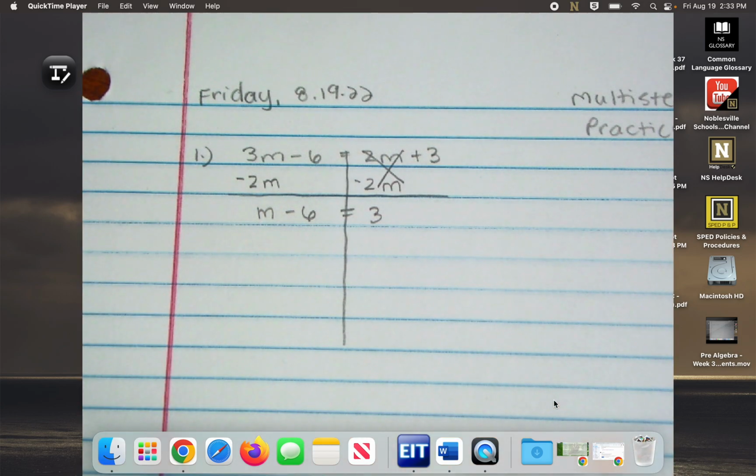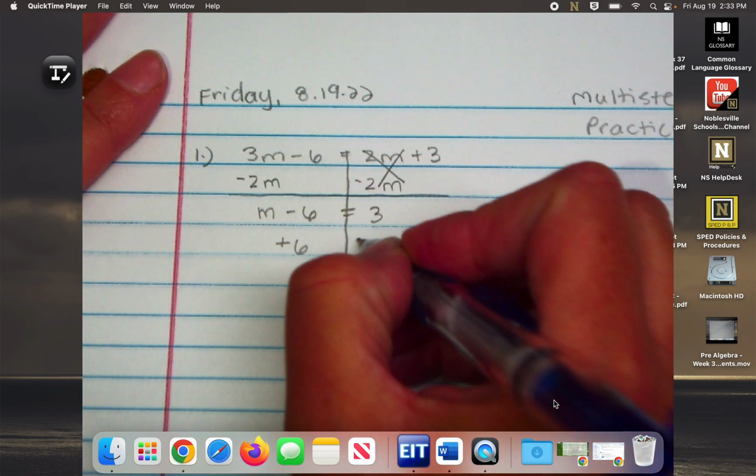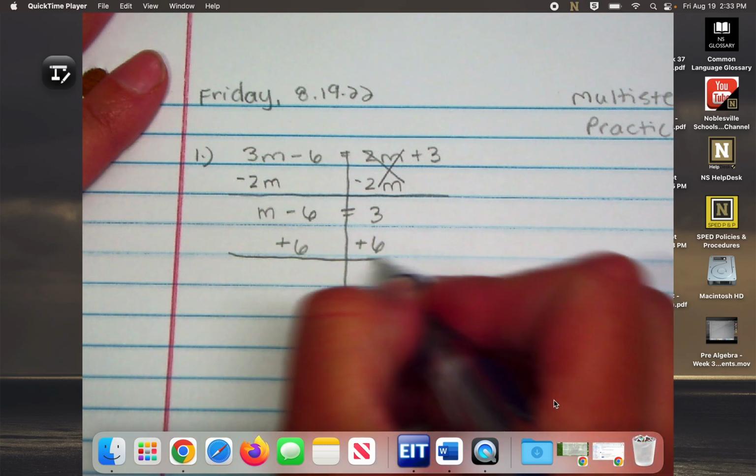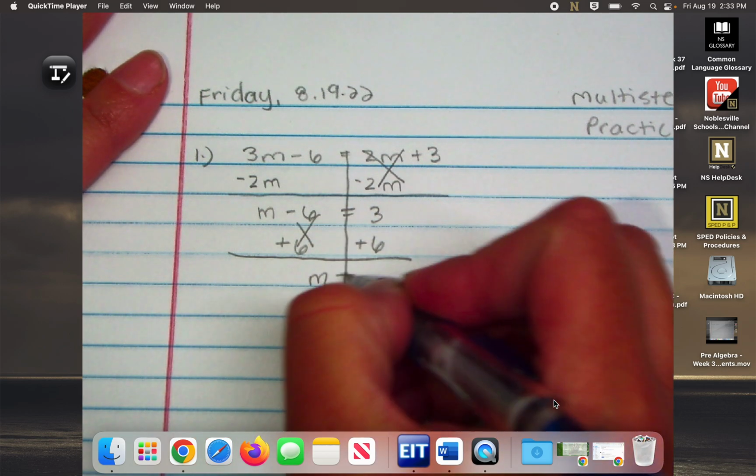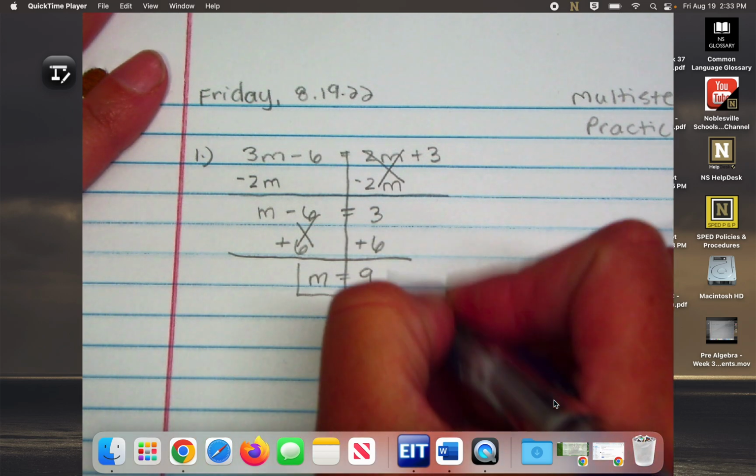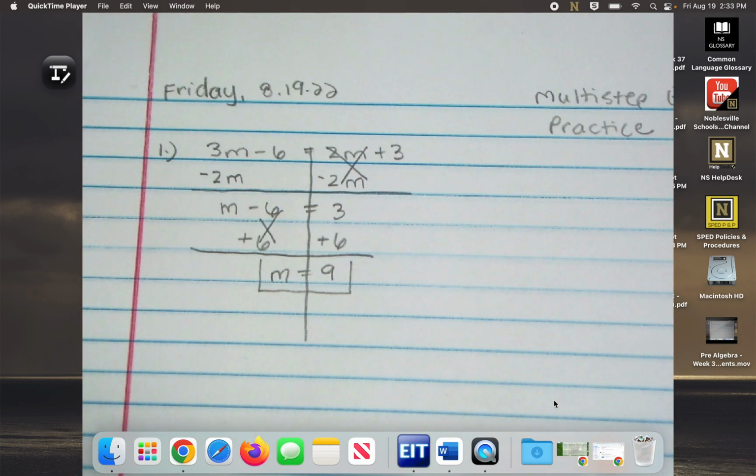Now, why did I move the 2m and not the 3m? Who remembers the advice? Because 3m's are larger. Okay, but what are we trying to do? We're trying to avoid those negative coefficients, okay? And then I just have a single step left where I'm going to add 6 to both sides. m equals 9, and that's my answer. And I stop right there. I'm good.